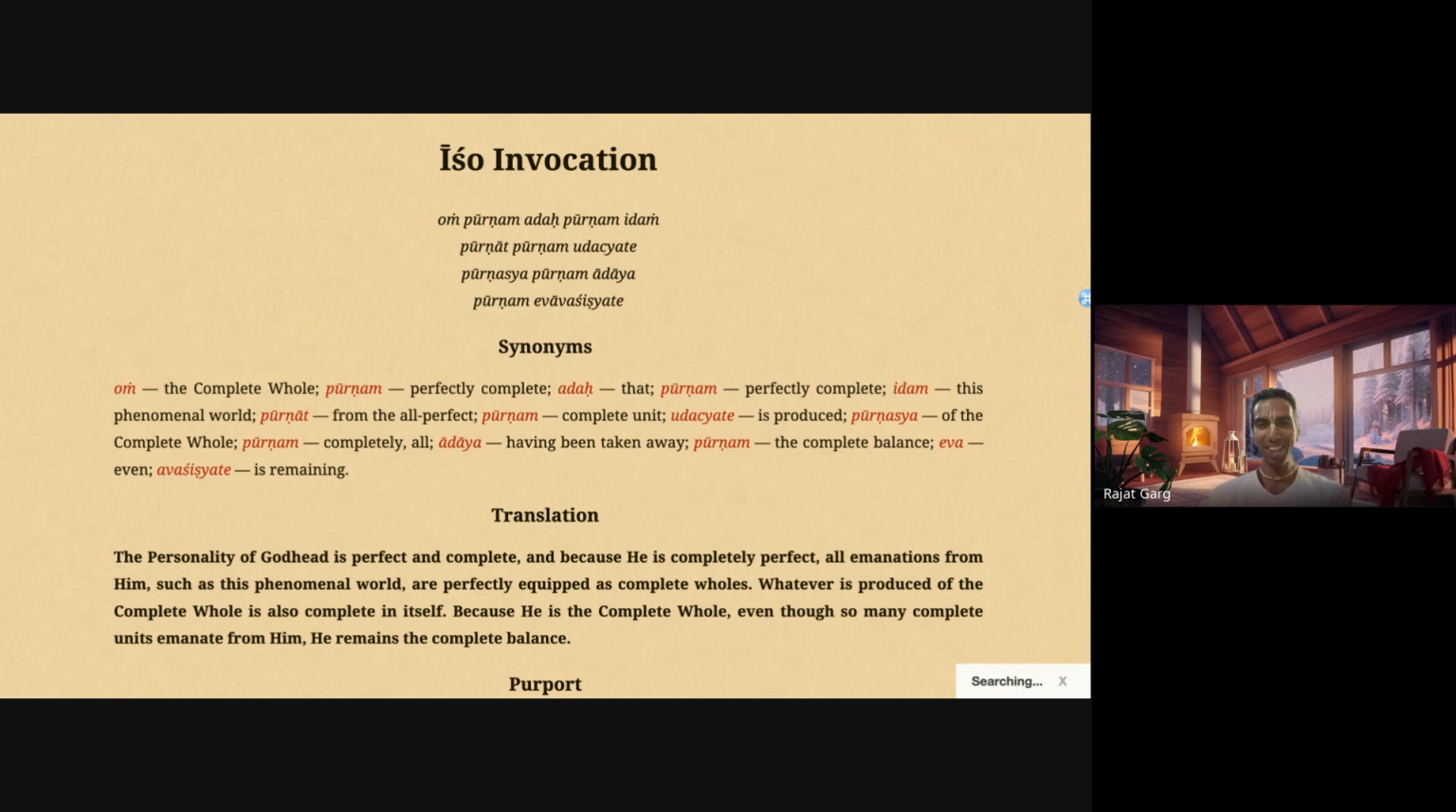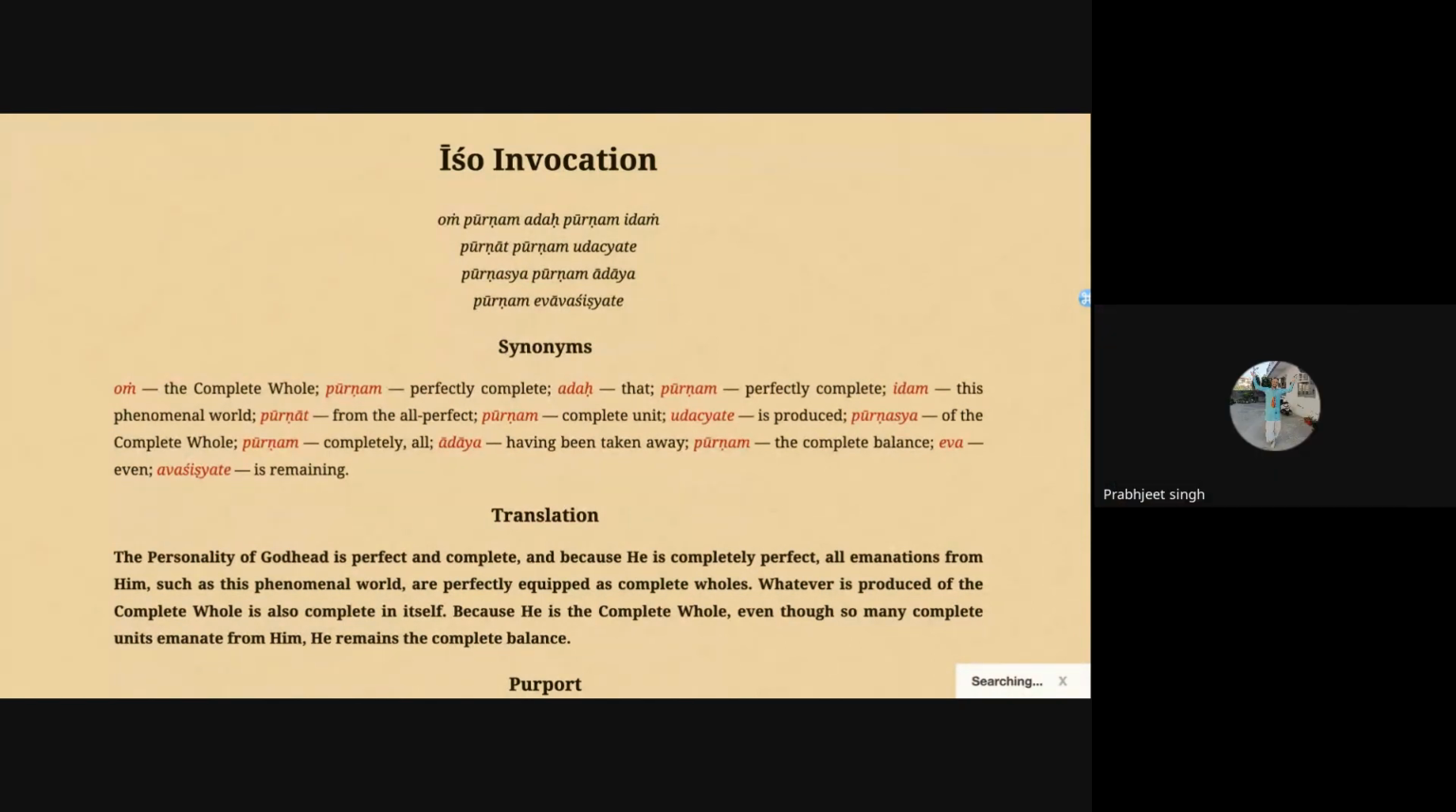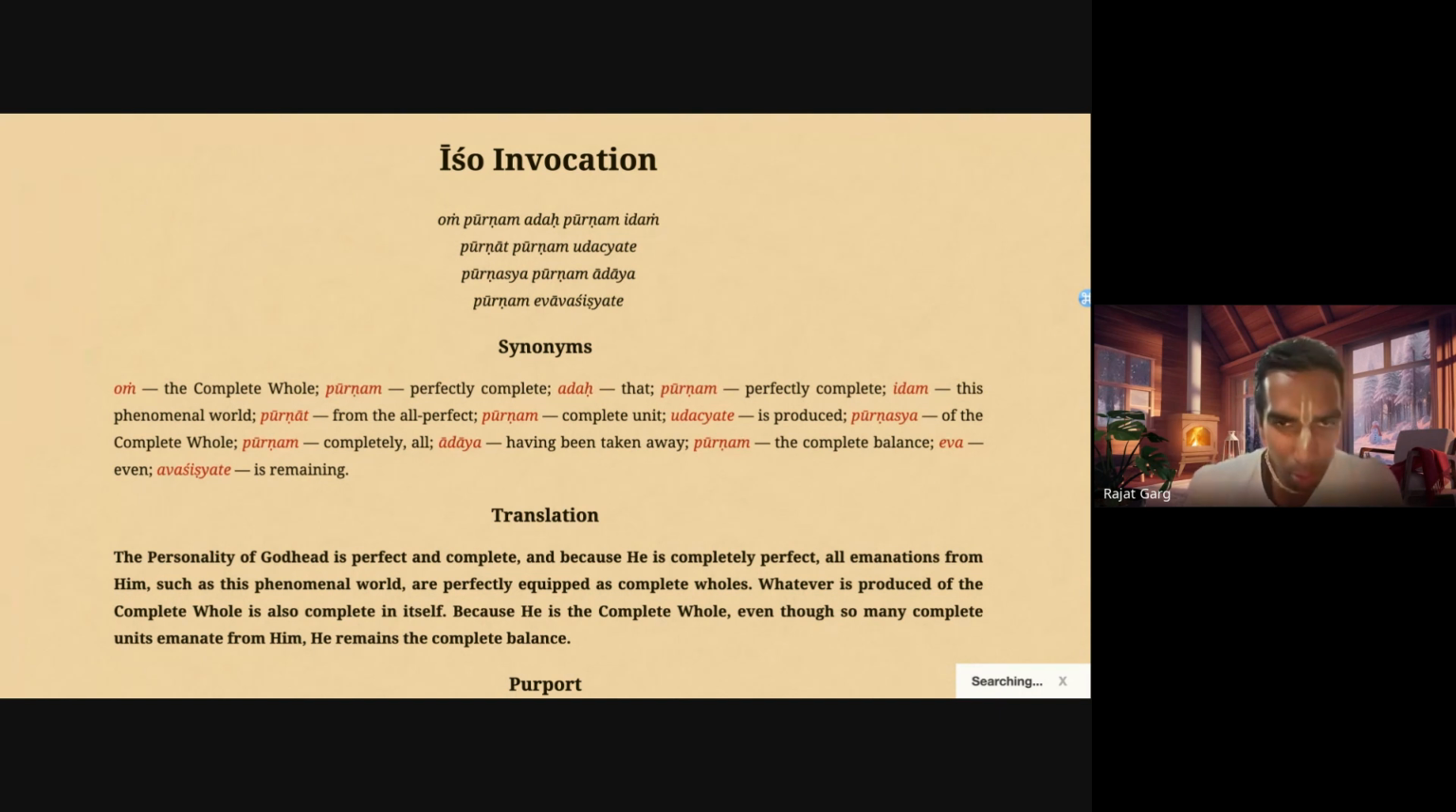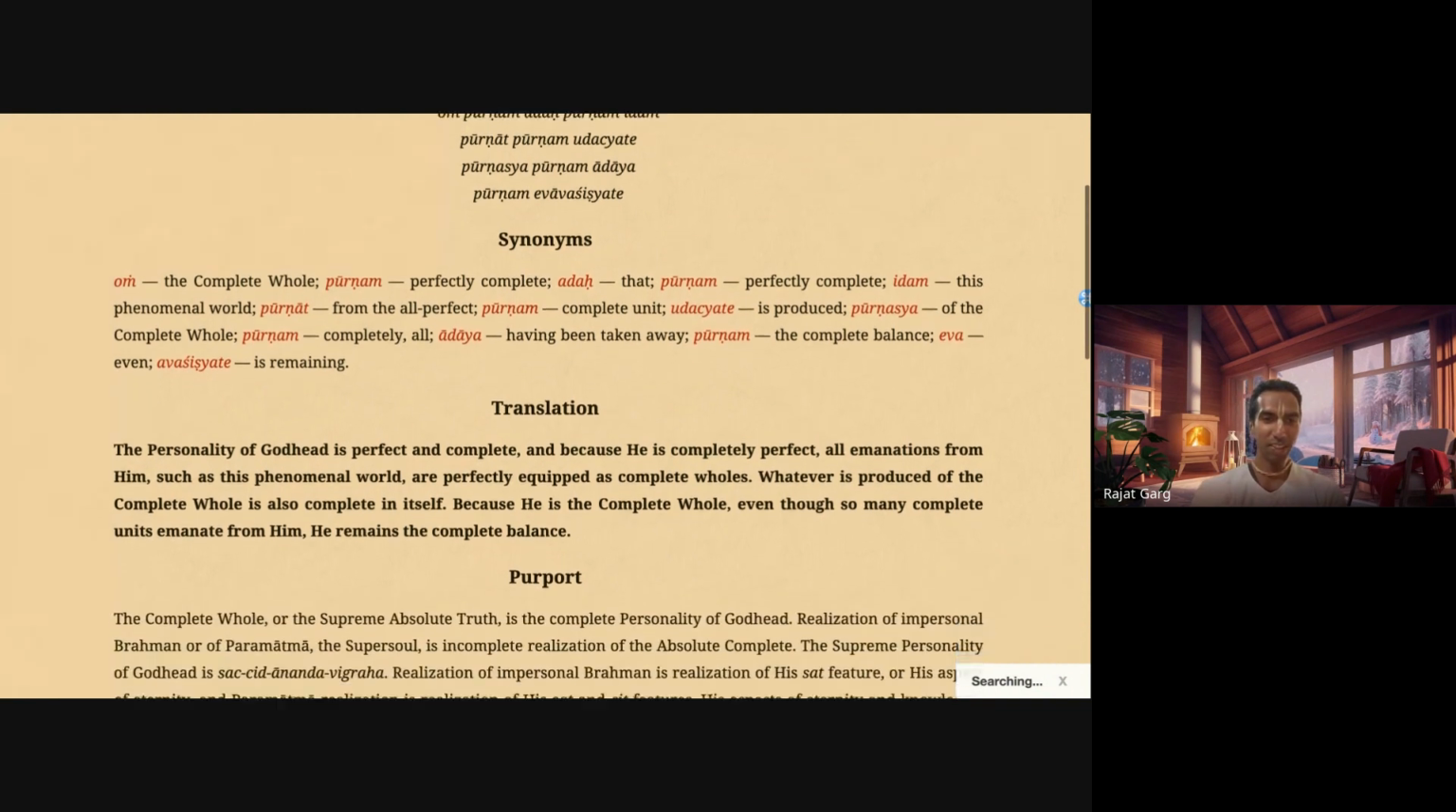This Purnam word is used, I think, 11. At least, can anybody tell how many times it is used in this verse? I think 7 times, 8 times, 6, 7, 7 times. So the root Purna is 7 times. Yeah, Purnasya Purnam. I think 8 times, correct? 1, 2, 3, 4, 5, 6, 7, 7 times. So yeah, let us read the translation and then I'll explain.